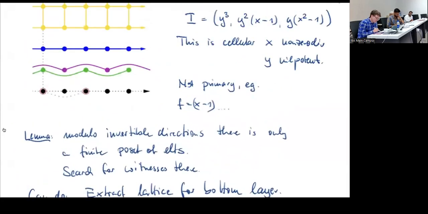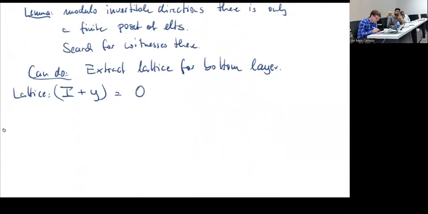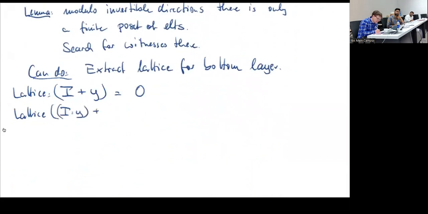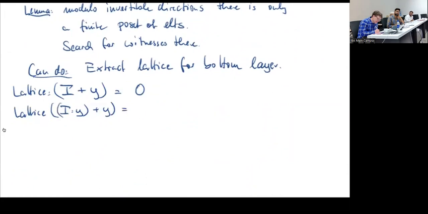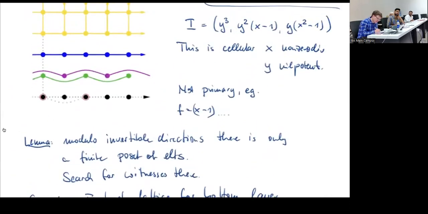Now I want to find this behavior. So what I'm going to do is colon y, the nilpotent direction, which moves the whole picture 1 down. So the lattice of I colon y, again plus y to remove all the other stuff. And then we get this lattice, which is 2z, because everybody is connected. If I look at the class of this, every other point is in there: 2, 4, and so on.